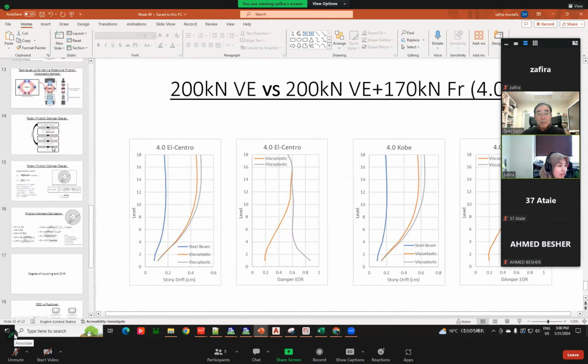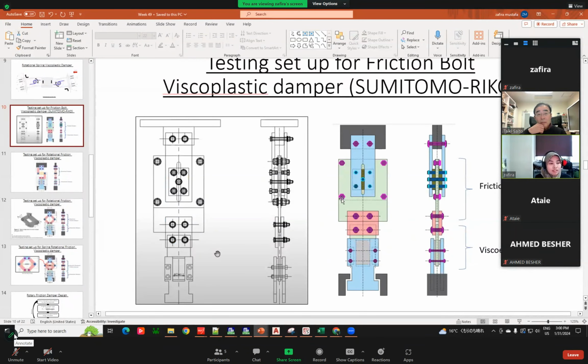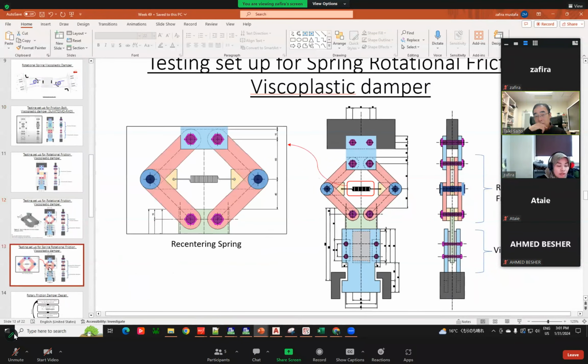Yeah. Okay, so about the testing, this is the test that Sumito Moriko showed us last time for the friction damper, and this is one of the ideas. I also found some reference from a paper. They can do the rotational damper like this, so maybe we can also apply it like this. And if you want to add some spring, we can put it in the middle of it, so when it deforms, it can recenter to the original position.